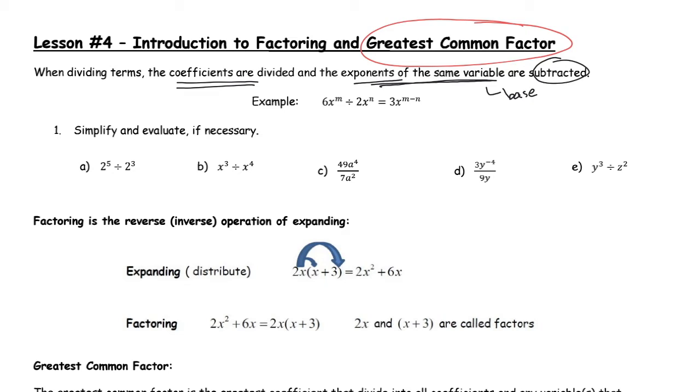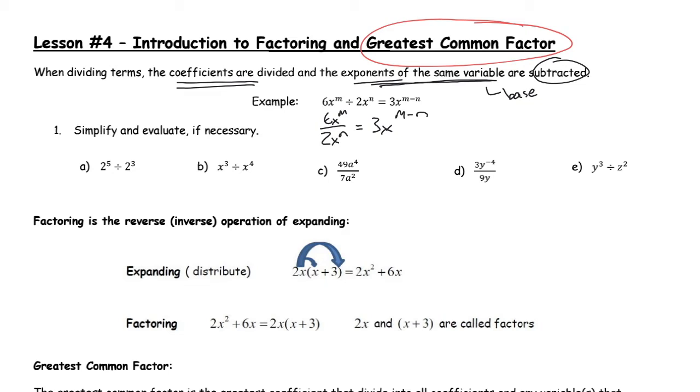Like what you're seeing right here, you've got 6x to the m divided by 2x to the n. We're going to divide the coefficients, because the coefficients are not part of the power. They're multiplied in front, but they're not in the base of the power, so we don't have to do anything with that. It's just going to be 6 divided by 2 is 3, and then x to the m minus n. We're going to talk about that a little bit more in just a bit here. So let's take a look at some of these examples.